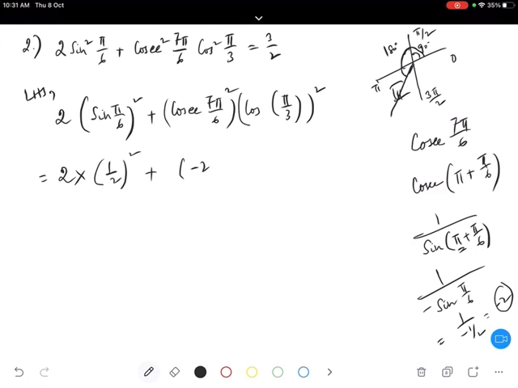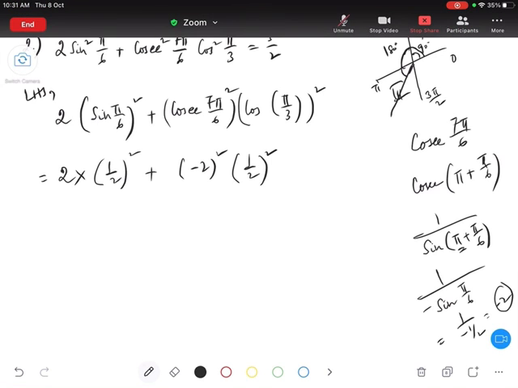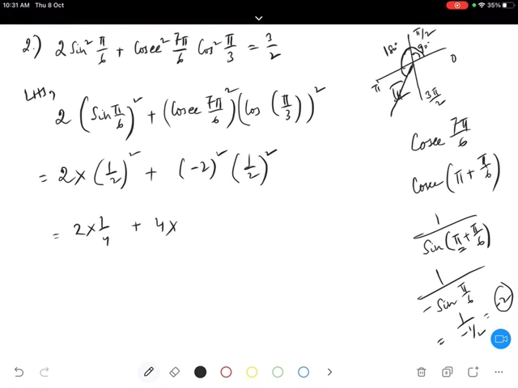And cos pi by 3, we already know cos pi by 3 is cos 60, that is also half. So how much do we get? Let me write here. 2 into 1 by 4 plus 4 into 1 by 4. So this cuts, this cuts. So you get 1 by 2 plus 1, and that is 3 by 2. That's my right hand side.